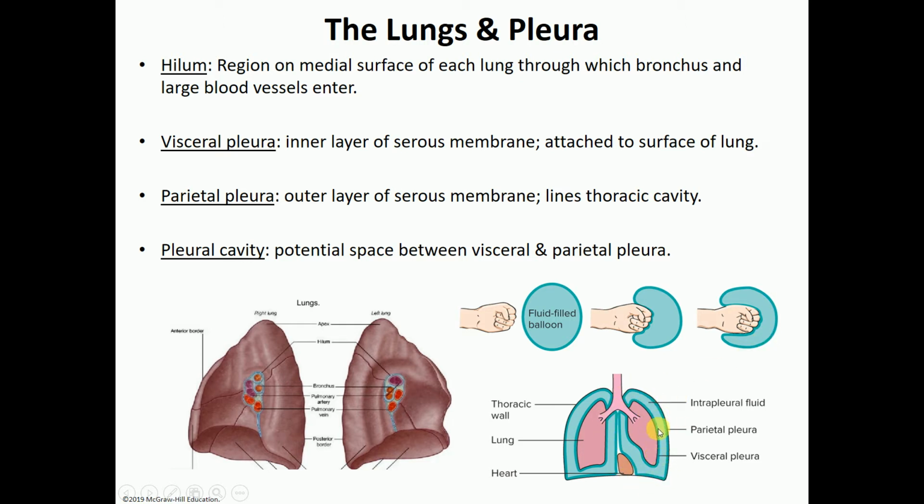So there's a visceral pleura that is right on top of the lung, and then it reflects and becomes the parietal pleura. And the parietal pleura lines the inside of the ribs, and as you can see here, it lines the diaphragm. Again, the heart is in the middle towards the mediastinum. The space between the 2 pleural membranes is known as the pleural cavity, which is a very tiny space full of serous fluid.